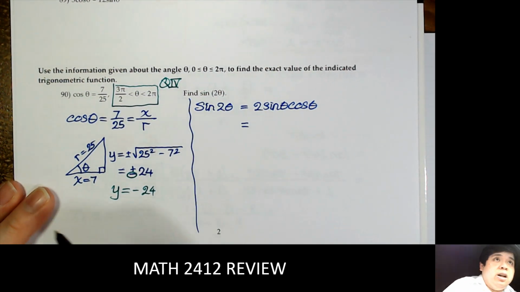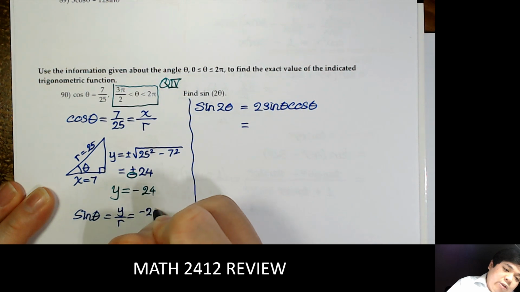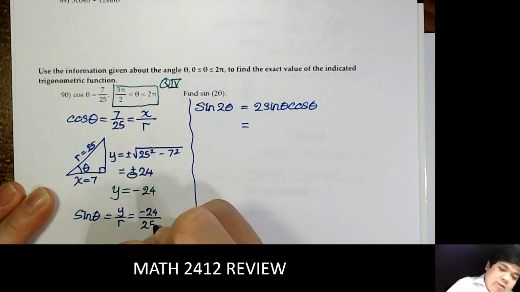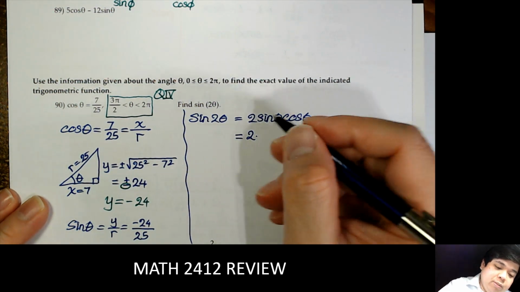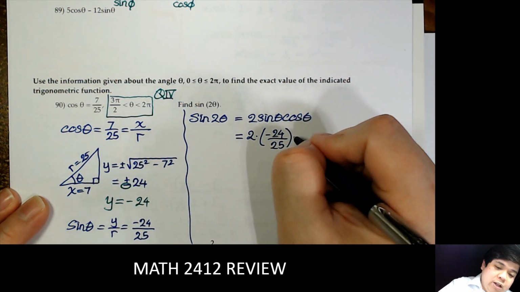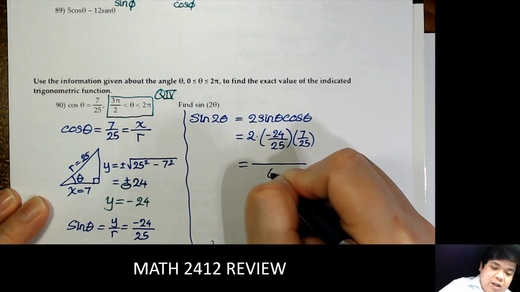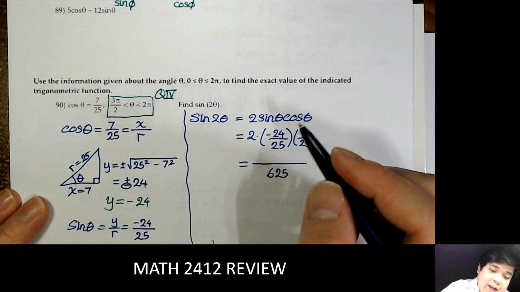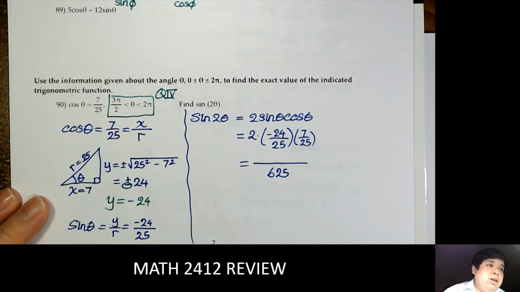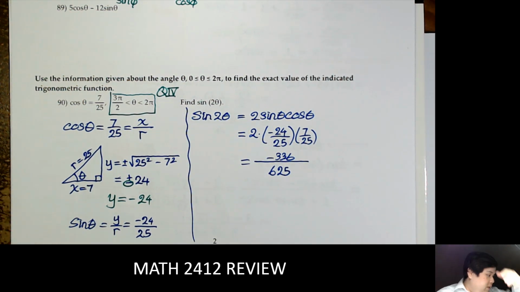And finally, sine is y over r, which is negative 24 over 25. So we have 2 times sine, which is negative 24 over 25, times cosine, which is 7 over 25. 25 squared at the bottom, 625. And on the top, 2 times 24 times 7: 2 times 24 is 48, times 7 is 336, but with the negative sign. Right, so that's what we have on that one.